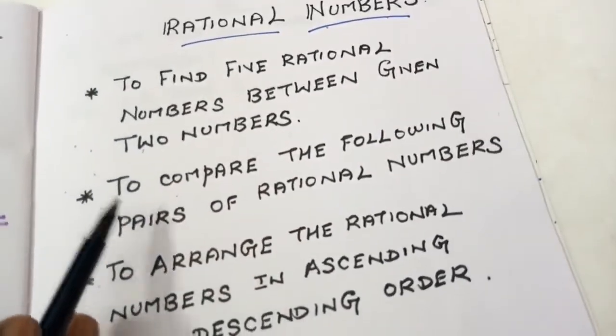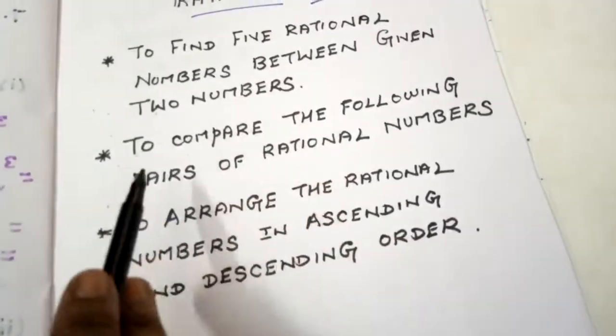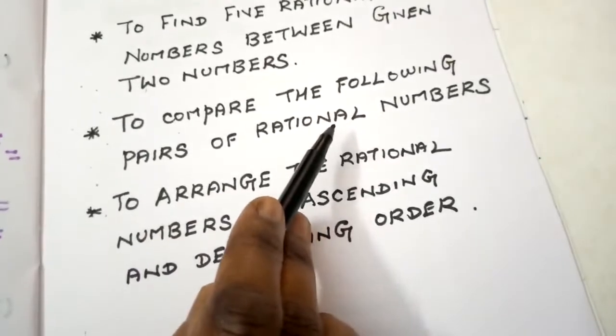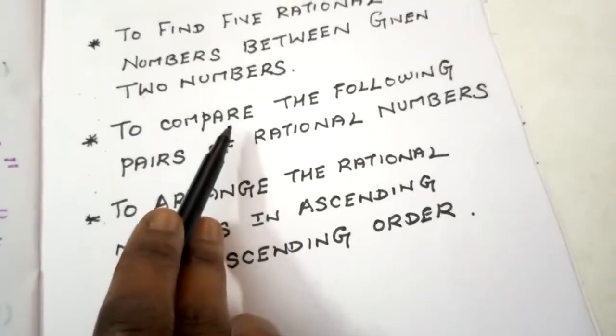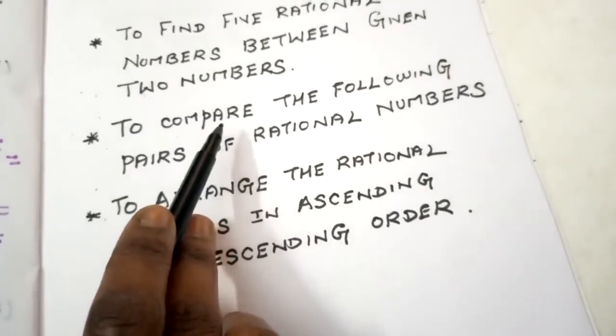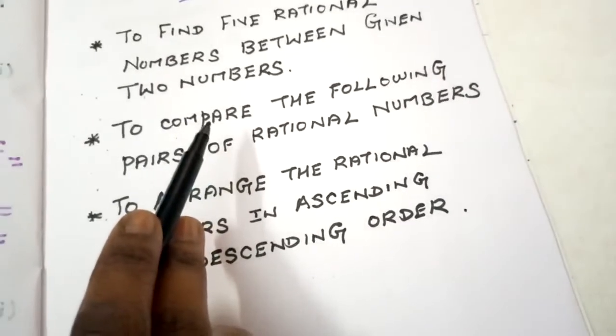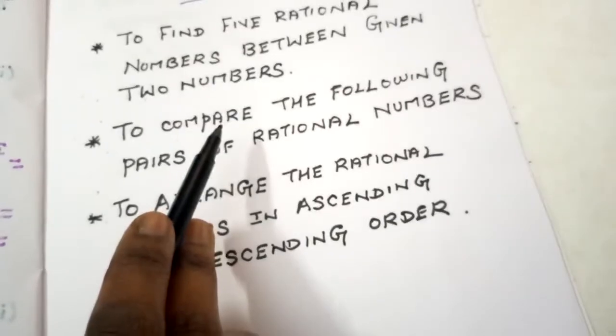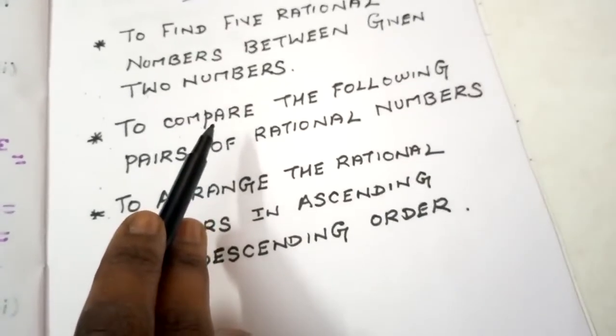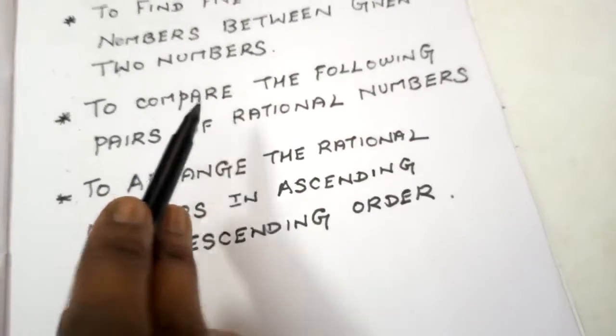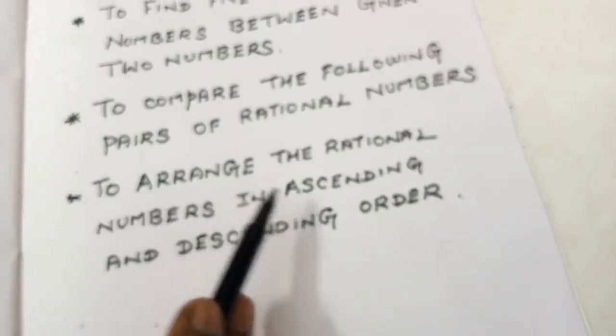The second one is I am going to compare the following pairs of rational numbers. How to compare a following pair of rational numbers? There are three ways. It can be greater than, or it can be less than, or equal to. So these are the three concepts we are going to compare, whether it is going to be greater, lesser, or equal. Third one, to arrange the rational numbers.